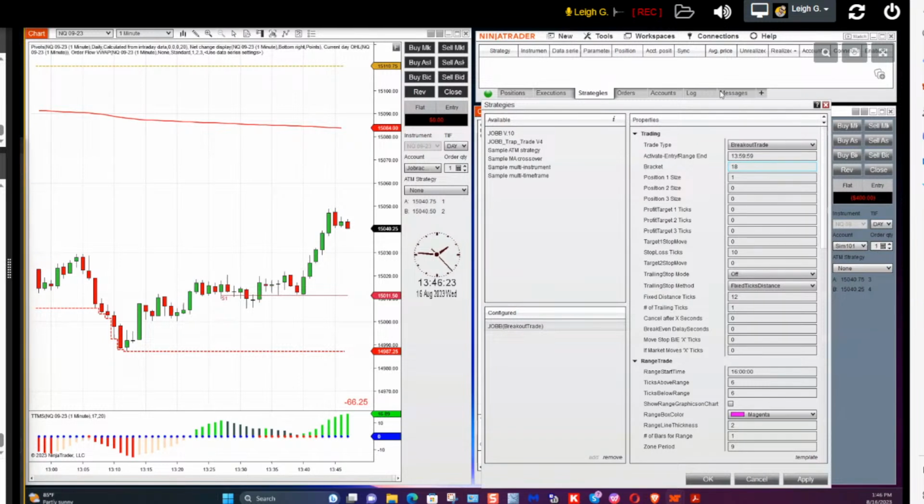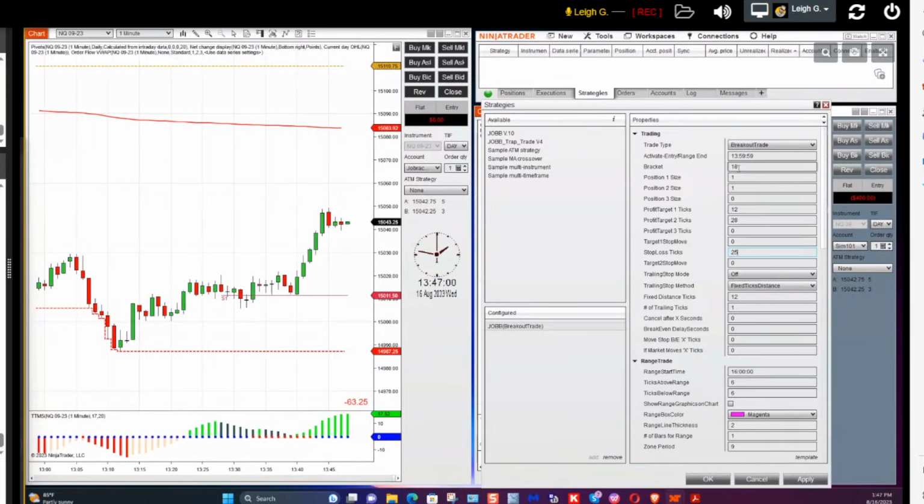And I would use two positions, and my first target would be 10 ticks. My second target would be 30 ticks. Actually, I'll go for 12 ticks on my first target, 28 ticks on my second target, and we have a stop of 25 ticks. The key is the bracket is 18 ticks. It should keep us safe. And the stop is 25 ticks.